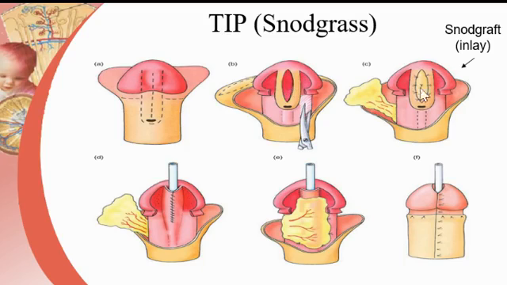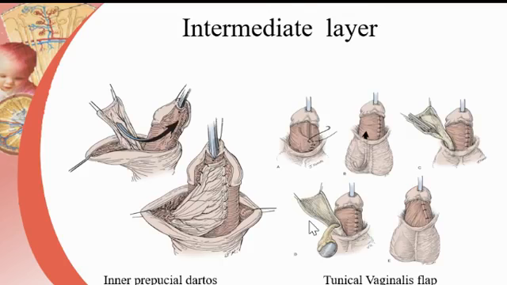And then you always harvest an inner preputial dartos layer as a waterproofing layer or a middle layer, and then give a covering so that it prevents the fistula formation. The main advantage of Snodgrass repair is it gives a good vertical slit-shaped meatus and it reduces the fistula formation. But the problems are urethral stenosis and urethral meatal stenosis.